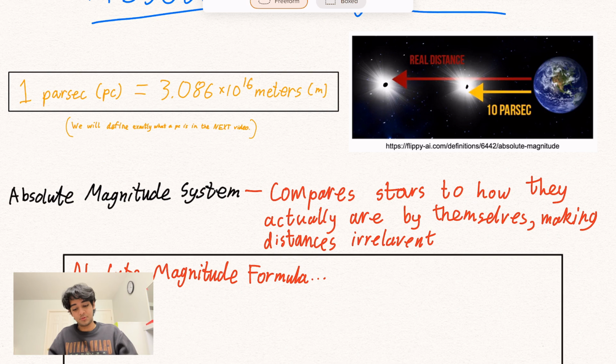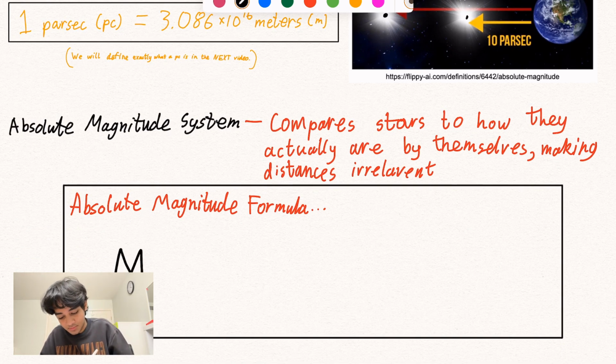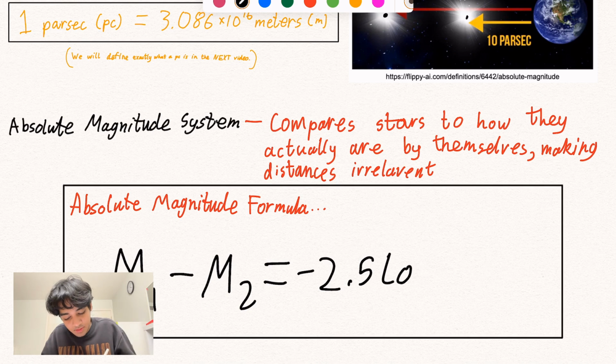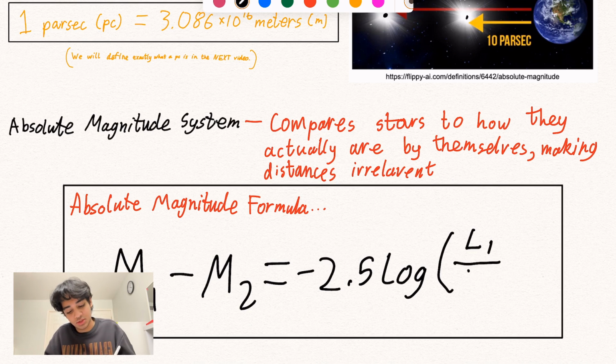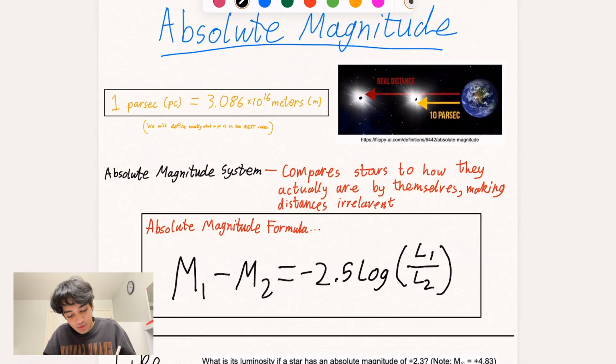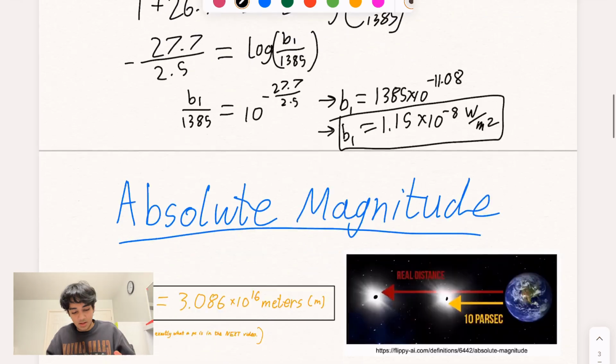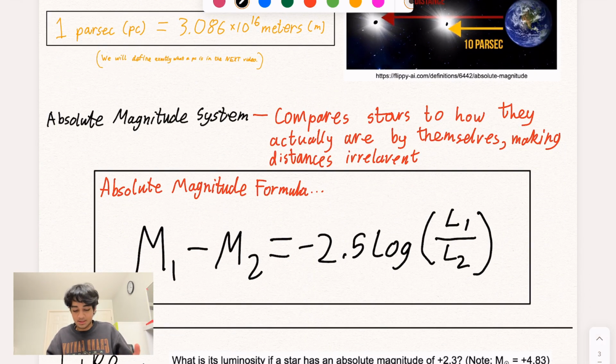The absolute magnitude formula is very, very similar to the apparent magnitude formula. There's just a slight difference where we have capital M1 minus capital M2. That's the convention. Apparent magnitude is lowercase m and the absolute magnitude is uppercase M. Equals negative 2.5 log base 10. Everything's the same. This is where we change. We have luminosity of the first star divided by luminosity of the second star, where before we had brightness and brightness. Now let's use this formula in an example problem.